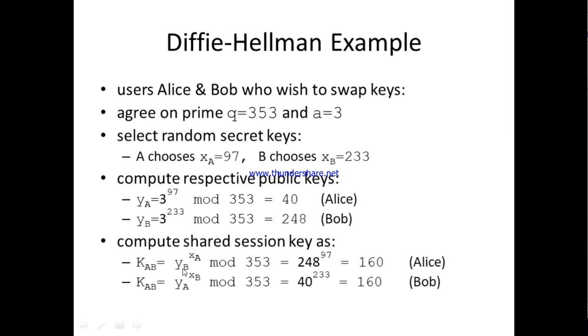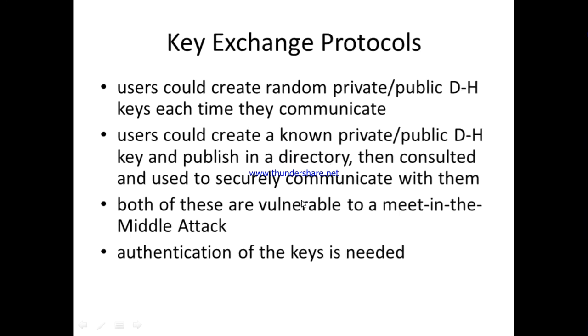So KAB is calculated as what? YB power XA mod 353. So that is equal to 160. And similarly YA power XB mod 353, so that is also equal to 160. So the same key is generated at both the ends. So this is how Diffie-Hellman key exchange will work. The same key is generated at the sender and the receiver.